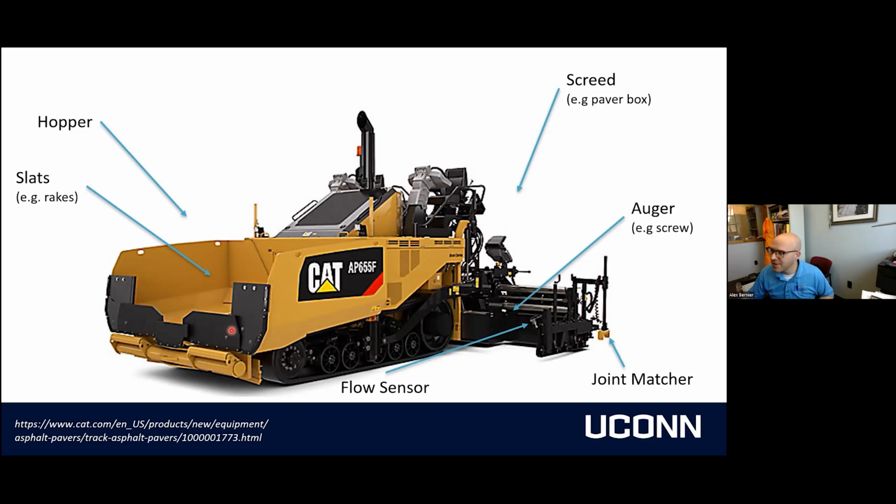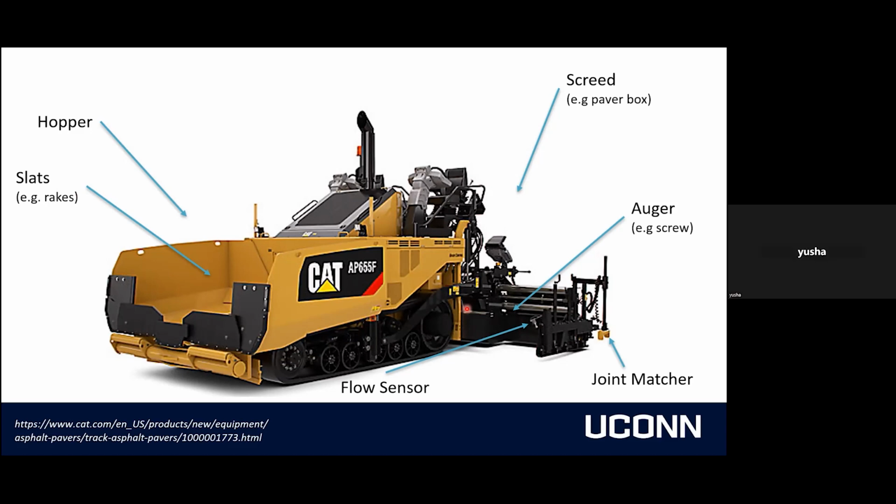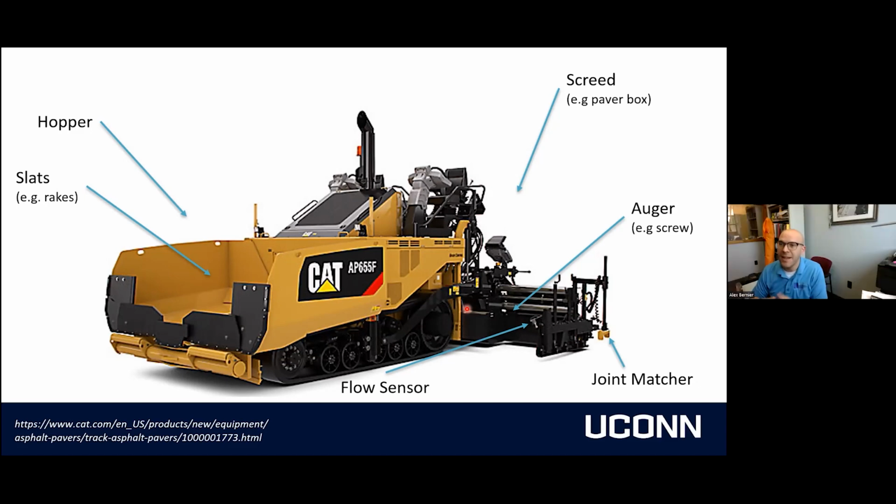Here we have a flow sensor. So all the way at the end of our screed, width-wise, we have a sensor that tells the computer in this paver, hey, I need more material. So it's going to speed up the slats. It's going to speed up the augers, and it's a closed loop system. That's giving the feedback to the paver, telling it, based on the speed it's traveling, do we have enough material coming all the way out?